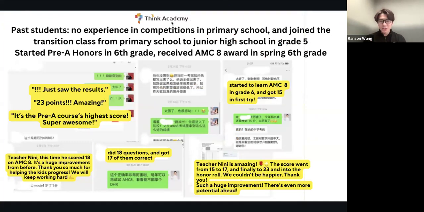Those are the examples of students with no foundation in math competition, who started to learn pre-algebra honors and MCA in the 6th grade. They also got pretty good results. Someone got 23 points, which is already the highest score in the pre-algebra course. Most of them get around 15 or 17, which means they can also get achievement roll.